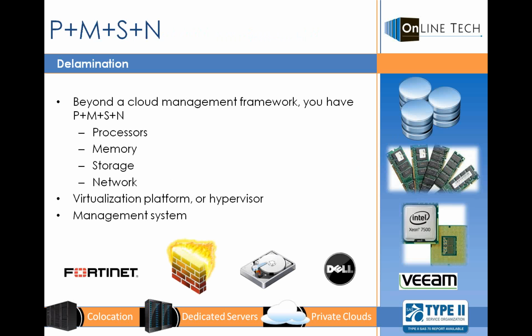And lastly, a simple formula, P plus M plus S plus N, really defines the infrastructure for the cloud. It's processors, memory, storage, and network. These are the building blocks, and as we delaminate the cloud beyond its management and virtualization layers, you're left with these components. The compute resources, shared storage resources or data stores, and network fabric tie the system together and give you what you need to save time and money and create a more resilient computing experience in the cloud.